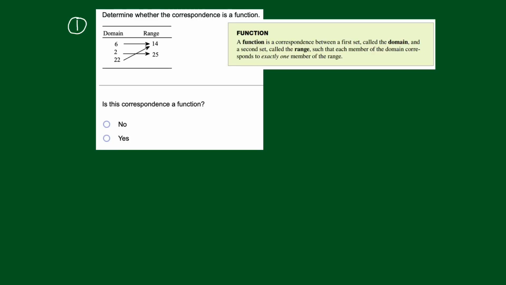So what we're saying is that every one of these elements here has to correspond or go to exactly one element over here. Now, do we have that? What about the 6? The 6 goes only to 14, nothing else, exactly 1. 2 goes only to 25. Yeah, so 2 goes only to one element. And what about 22? 22 goes to exactly one element. So every element here goes to exactly one element over here. So I'm going to say, yes, this is a function.